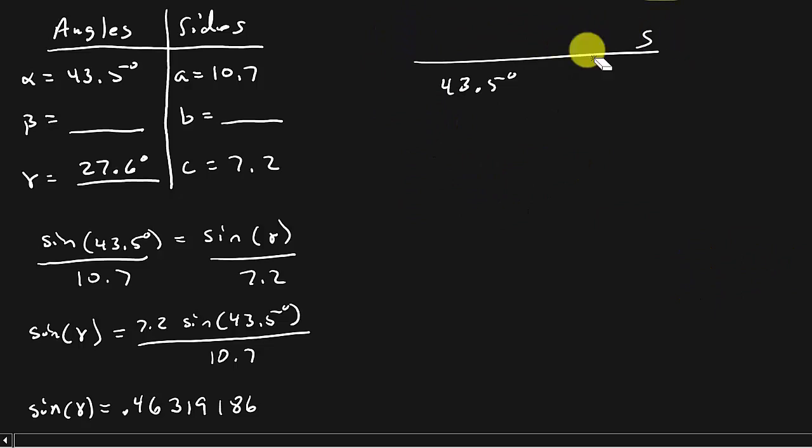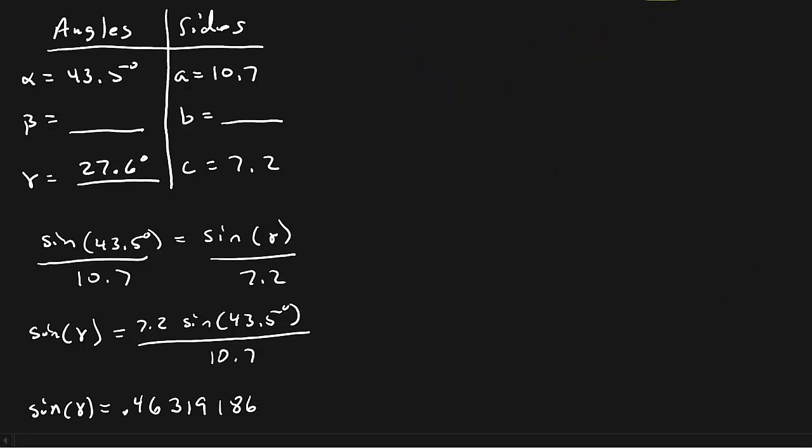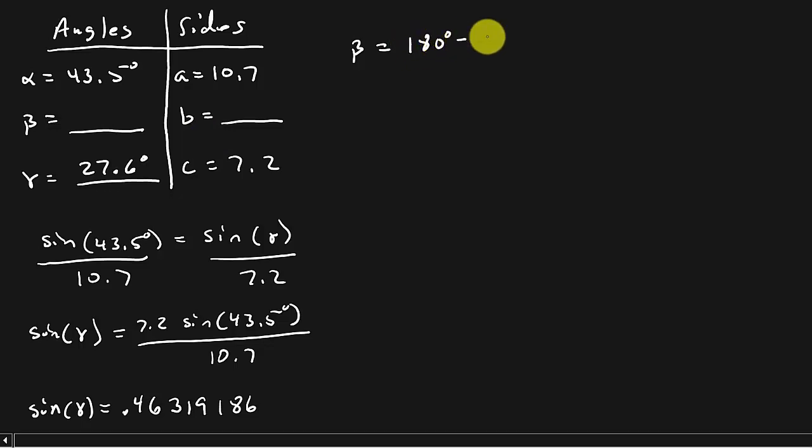All right, now let's just go ahead and finish solving this one. Let's get beta. Notice I'm not going to label it beta 1, gamma 1, B1, because this is the only triangle. So that's 180 minus 43.5 minus 27.6. And that gives us 108.9 degrees.